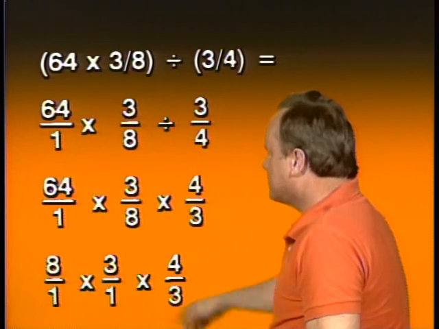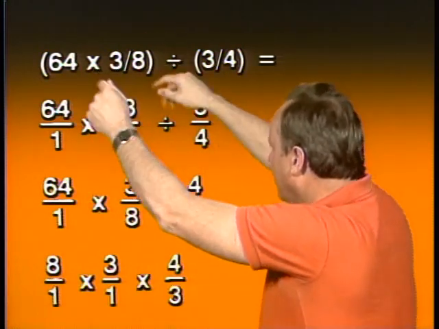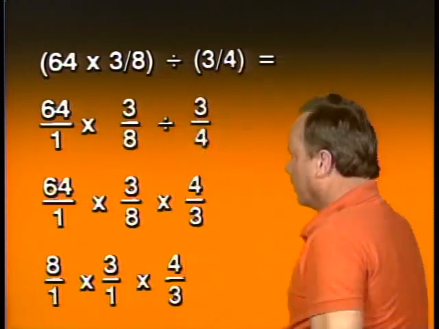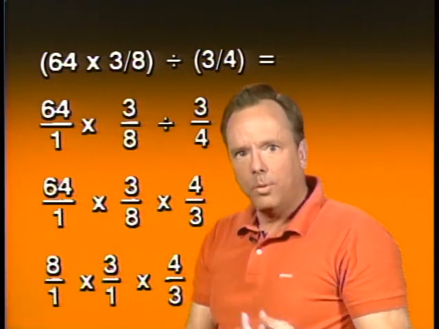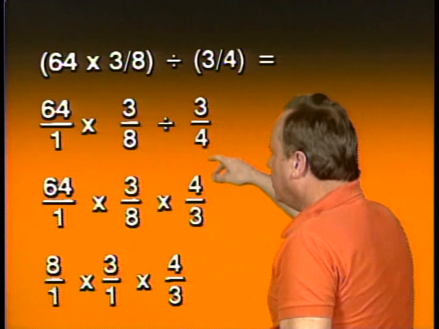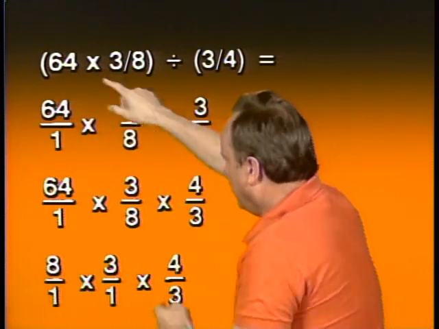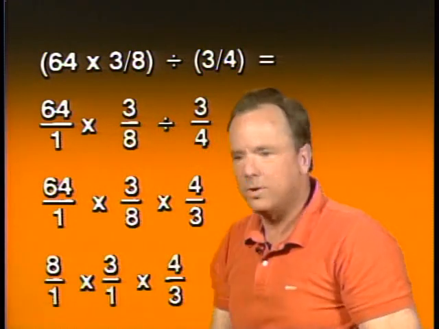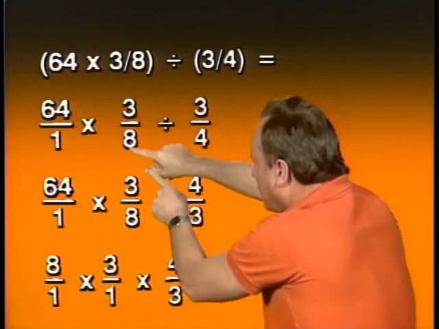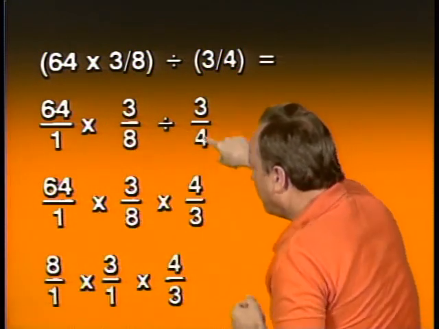Let's do another one. First of all, this one looks like this. It's 64 times 3/8 divided by 3/4. Now, what they want you to know here is what do you do when you have to divide with a fraction? Well, let's rewrite this, by the way. It's really 64 over 1, because we want to make these all fractions. That's what we're trying to do here. Times 3/8, and it's still divided by 3/4.